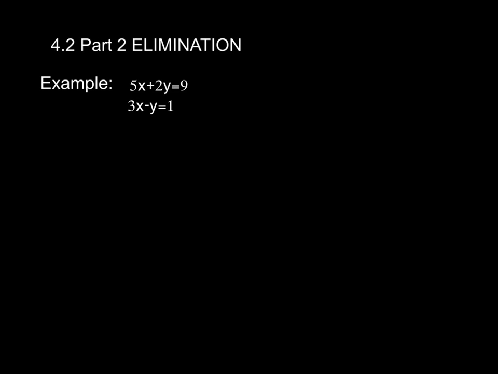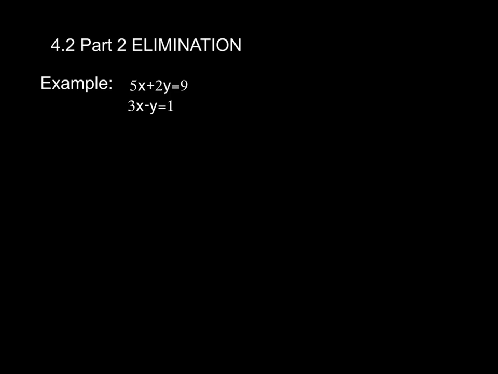We saw in the previous video, 4.2 part 1, substitution, that we can substitute if we can solve for one of the variables, either x or y, and that's easiest to do if the coefficient of y is 1, like it is here in this example. However, there is another way. The example we're going to use is 5x plus 2y equals 9 and 3x minus y equals 1.